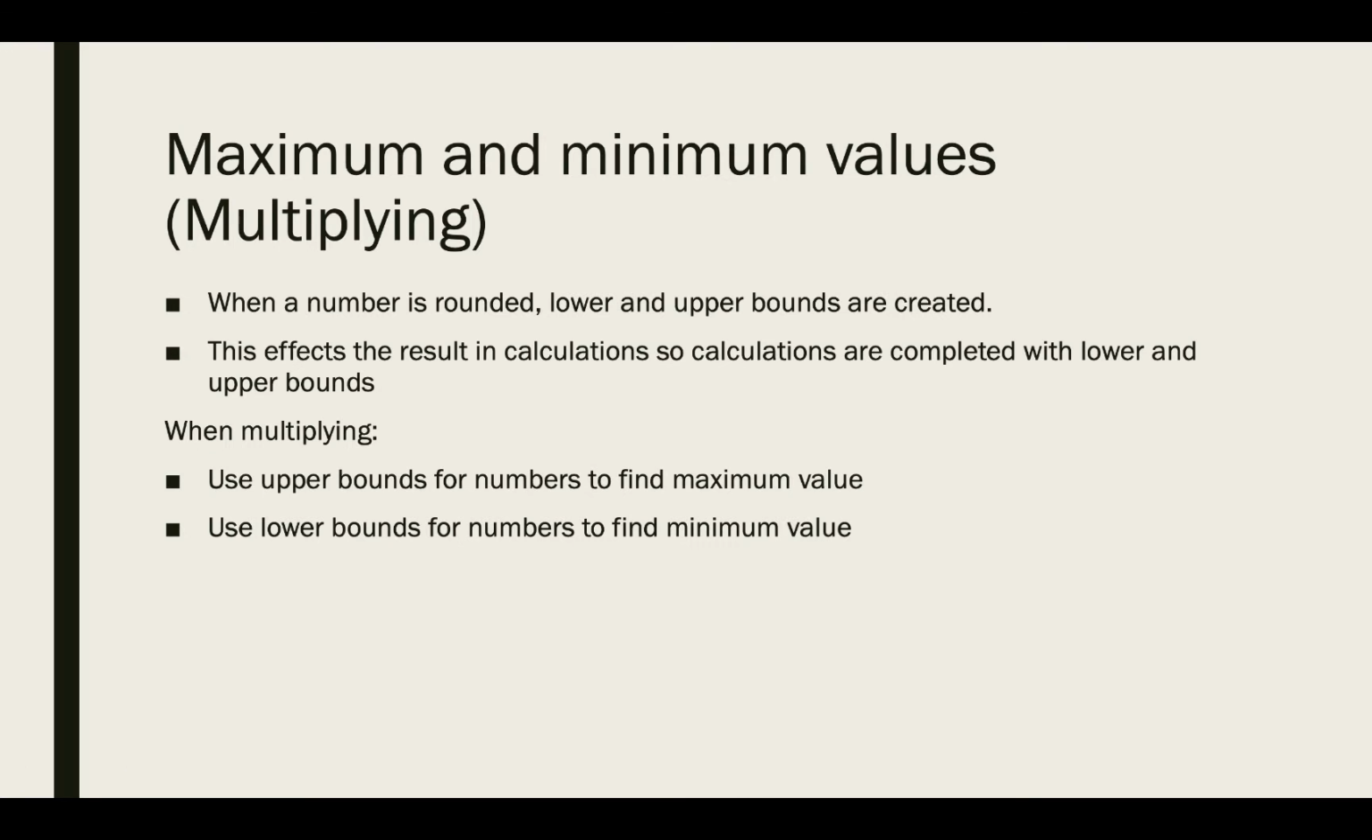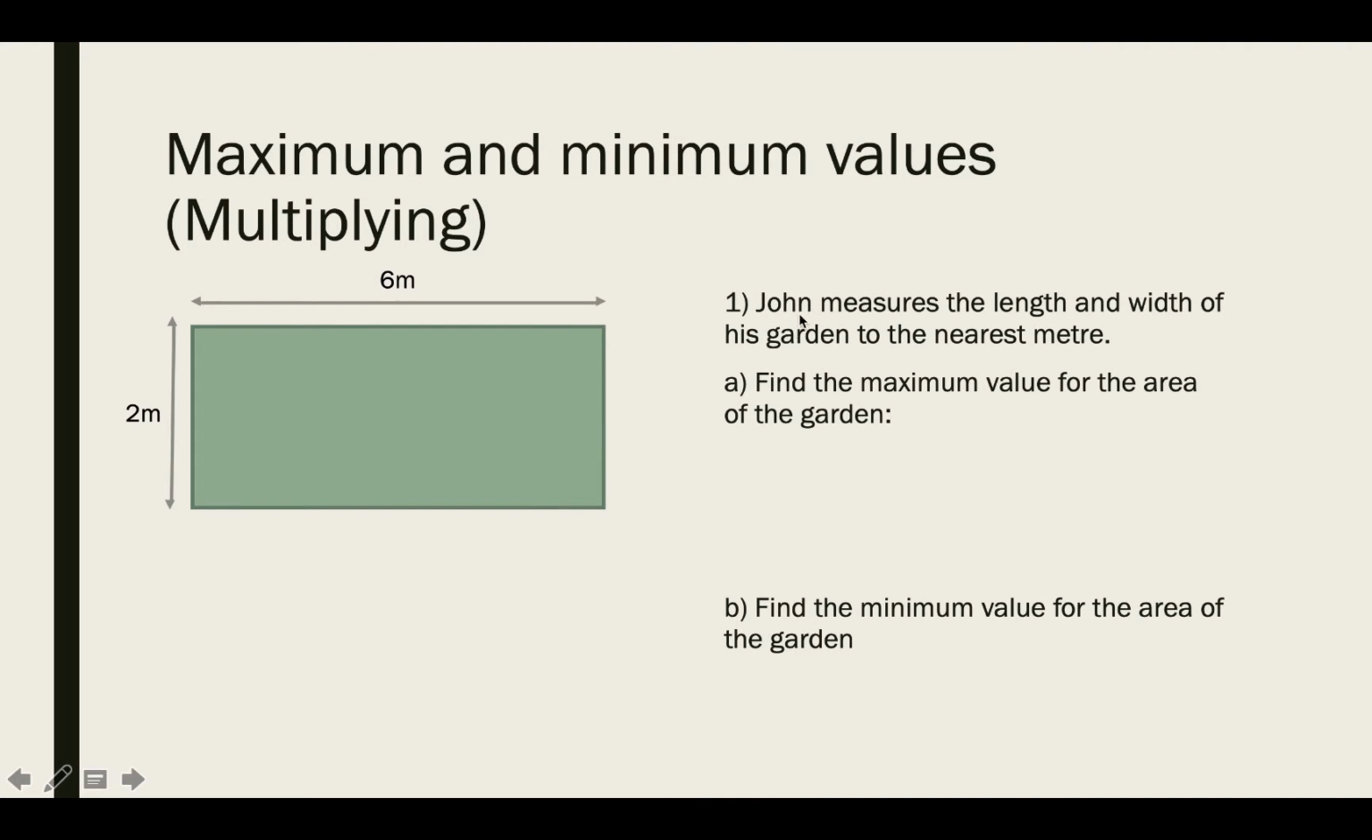So let's have a look at an example. If we have a look at this question, it says John measures the length and width of his garden to the nearest metre. So here, these are his measurements here, 2 metres and 6 metres. Find the maximum value for the area of his garden. So it's always a good idea to write down the bounds for both of them.